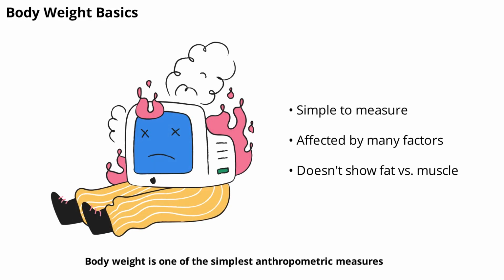Body weight is one of the simplest anthropometric measures. Its accuracy depends on factors like scale calibration, clothing, and hydration status. In weight management, changes in body weight are often used to track fat loss, though some lean tissue is also lost. While easy to obtain, weight alone doesn't distinguish between fat and muscle, so it's best interpreted alongside other measures.